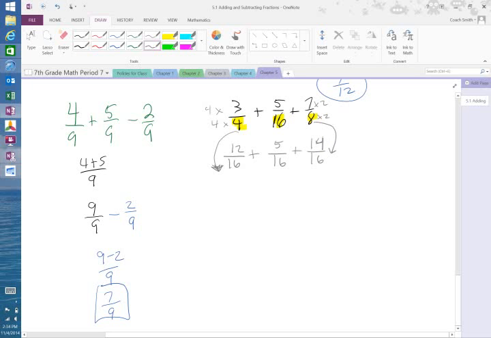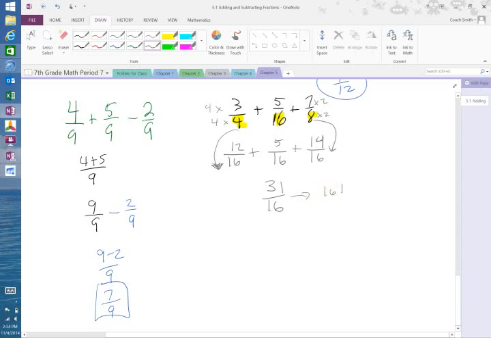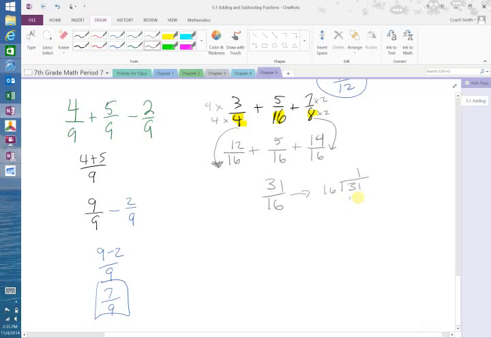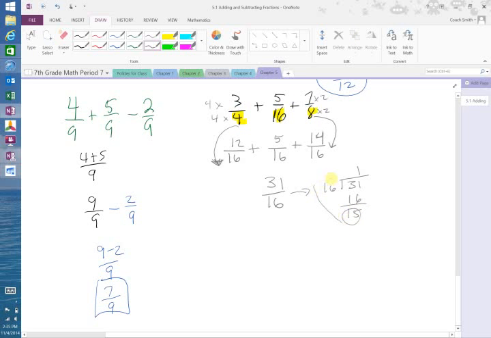So you add that up, you get 31 over 16. It's an improper fraction, so I have to change it to a mixed number. 16 goes in 31 one time, be 16, remainder 15. Take the 15 and put it over the 16. So 1 and 15 over 16.